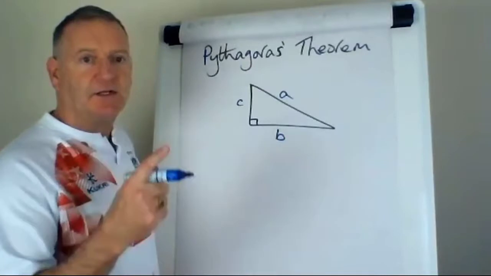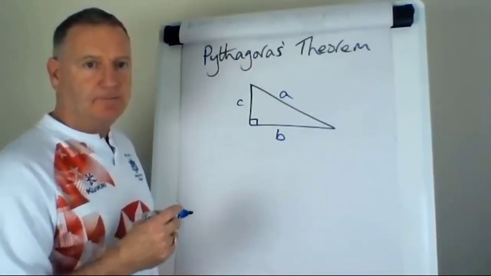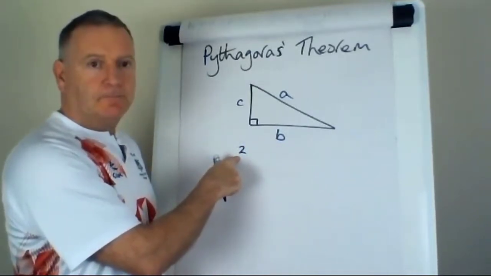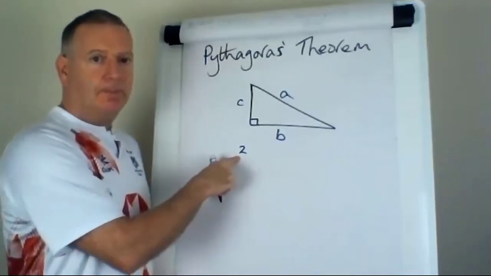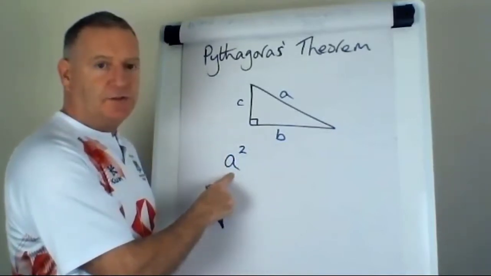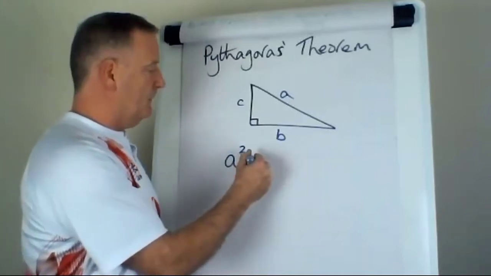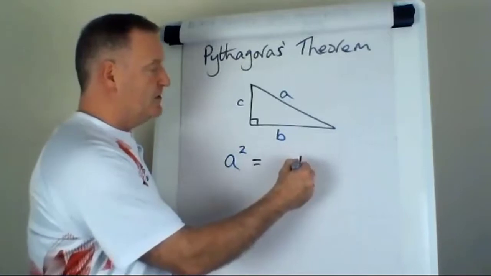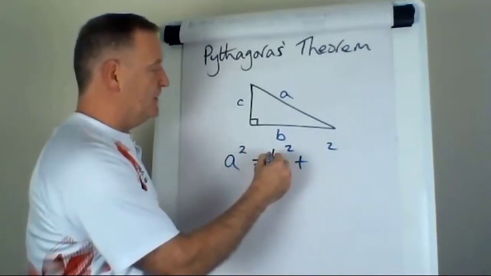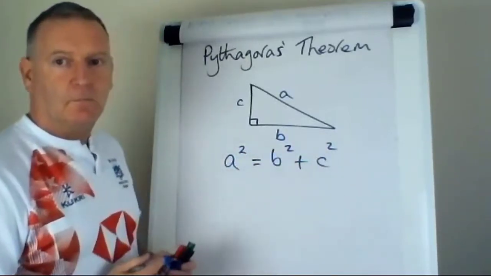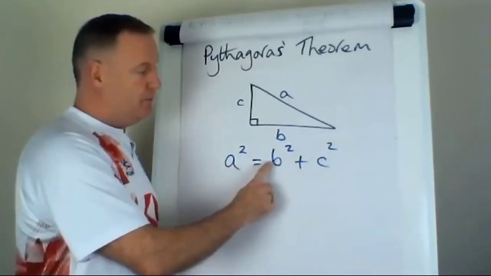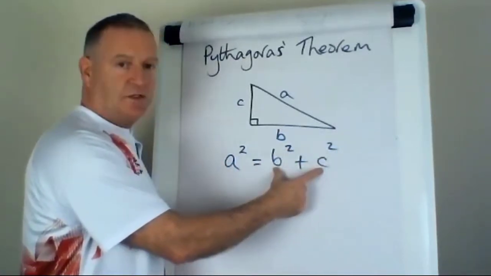I'm going to give you a sentence in English to remember it by. Copy after me. The square on the hypotenuse is equal to the sum of the squares on the shorter sides. My turn, then your turn. Ready? The square on the hypotenuse is equal to the sum of the squares on the shorter sides.